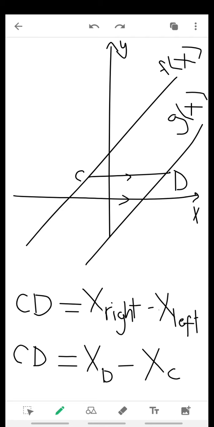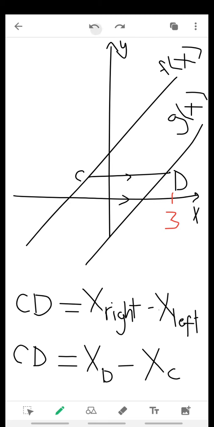The length of CD equals the x value to the right minus the x value on the left. So it will be the x value of D, which is on the right, minus the x value of C, which is on the left, and that will give us the length of CD. That makes sense because, let us say the x value of D here was 3, and the x value of C here was minus 2. The length of CD would be 3 minus negative 2, which is 3 plus 2, and it will be 5 units. Remember, length is always positive.